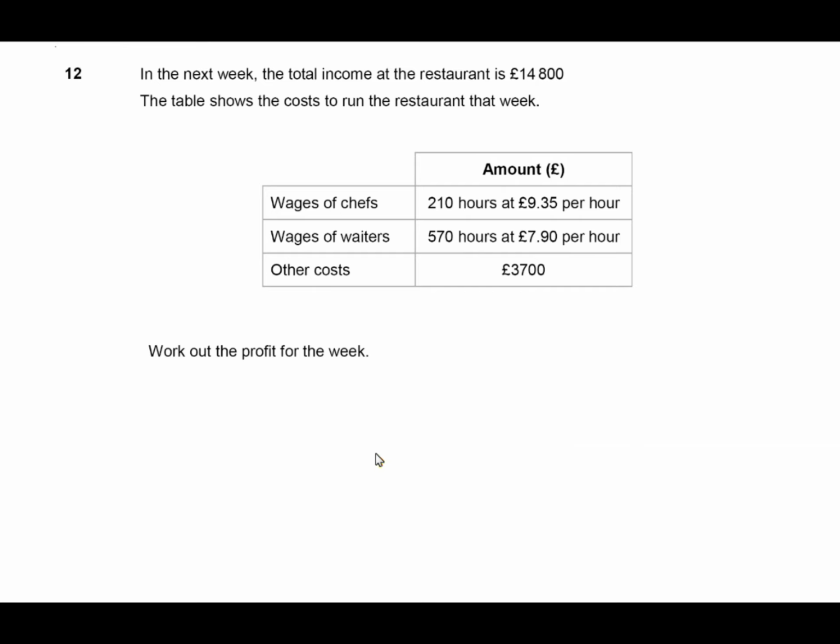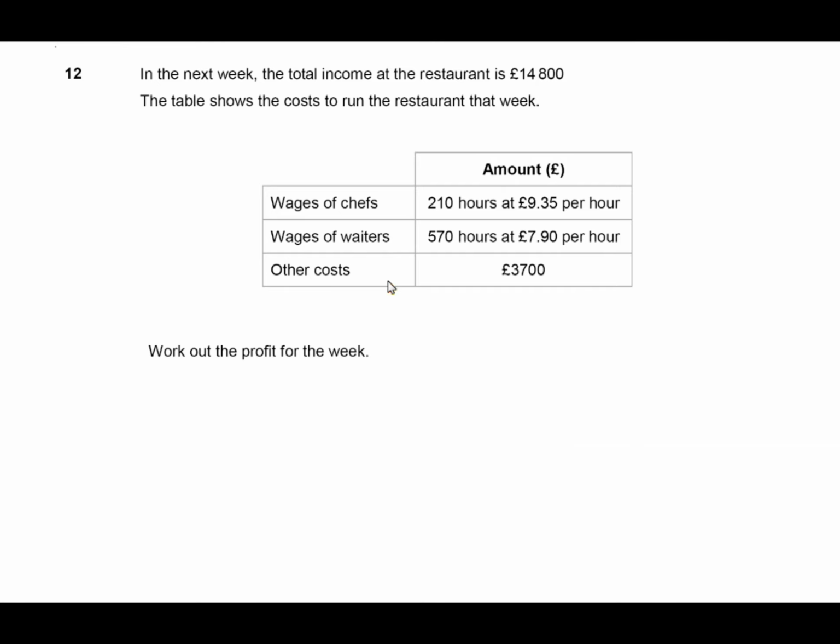Question 12. In the next week, the total income at the restaurant is £14,800. The table below shows the costs to run the restaurant that week, the wages of the chefs, the waiters and other costs. So we need to work out the profit for the week.